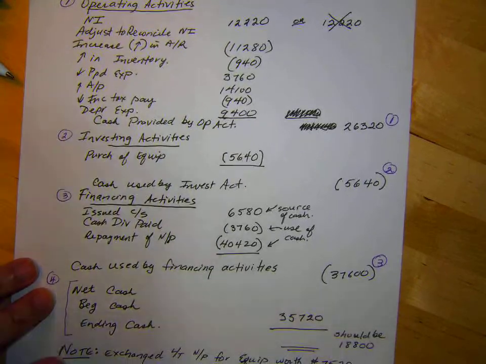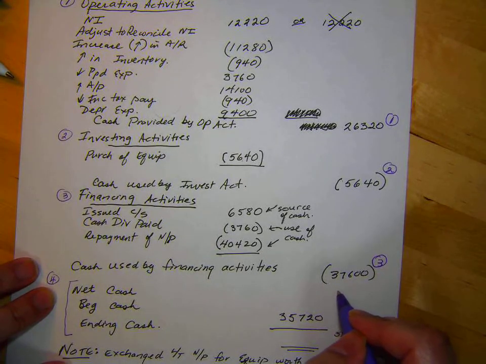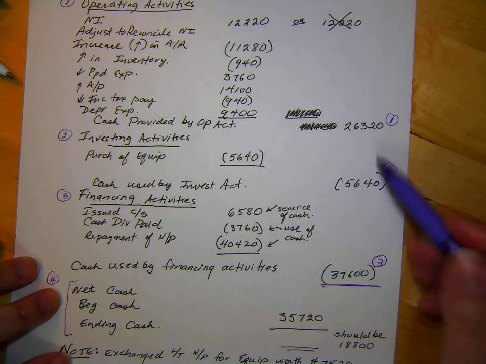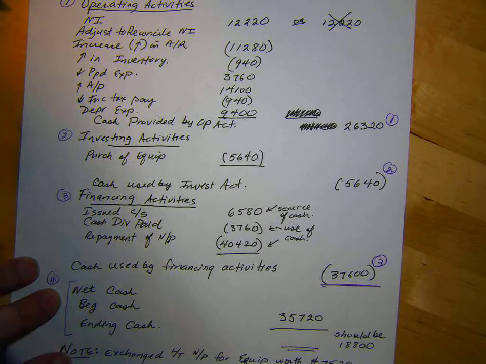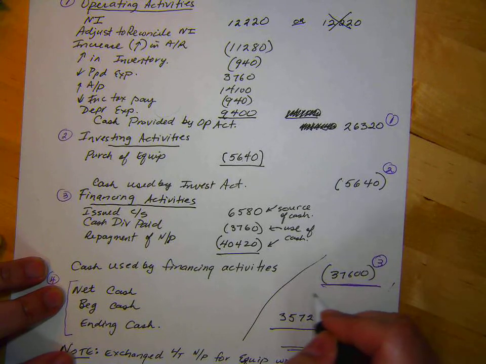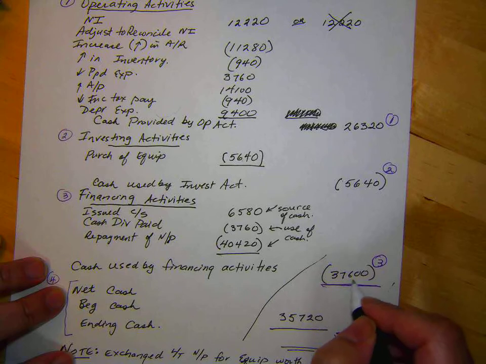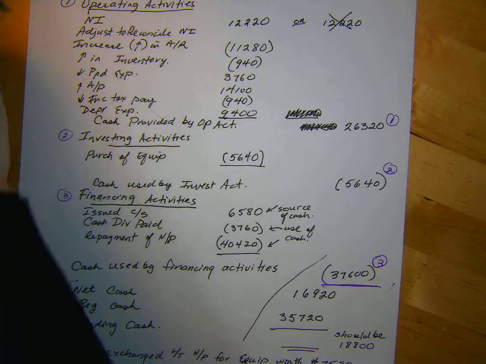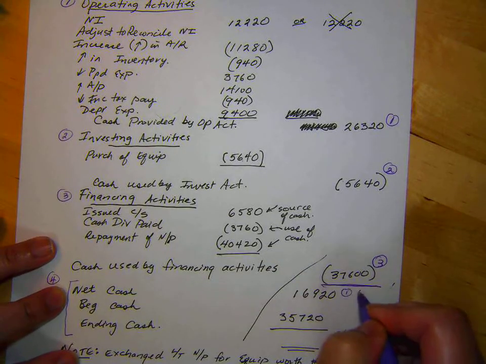So we're going to now total this and get 16,920. This should kind of all be in one column. Just put extra space here. I'm sorry. So we total all three of these up, and we get 16,920, and it's positive, and that's 1 plus 2 plus 3.